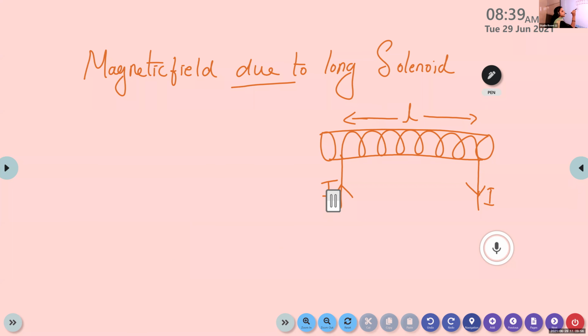And here in this end, the current is flowing in a clockwise direction. So what about the polarity of this side of the solenoid? Is it north pole or south pole? South pole. Yes, it is south pole. Since the current is flowing in a clockwise direction, this end of the solenoid behaves like a south pole.